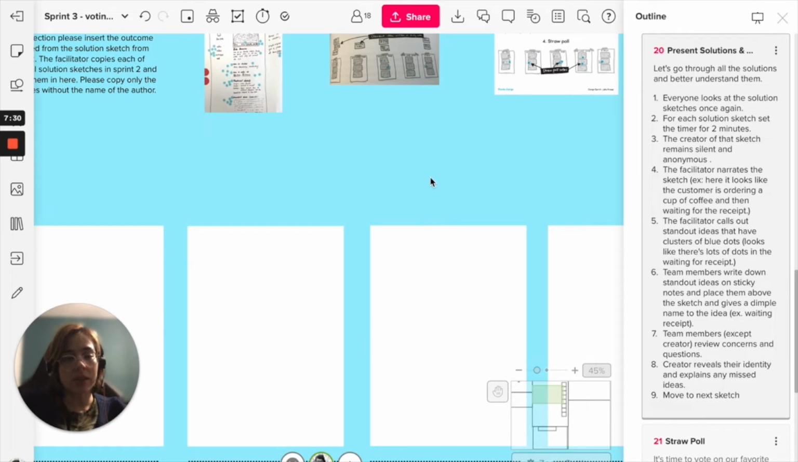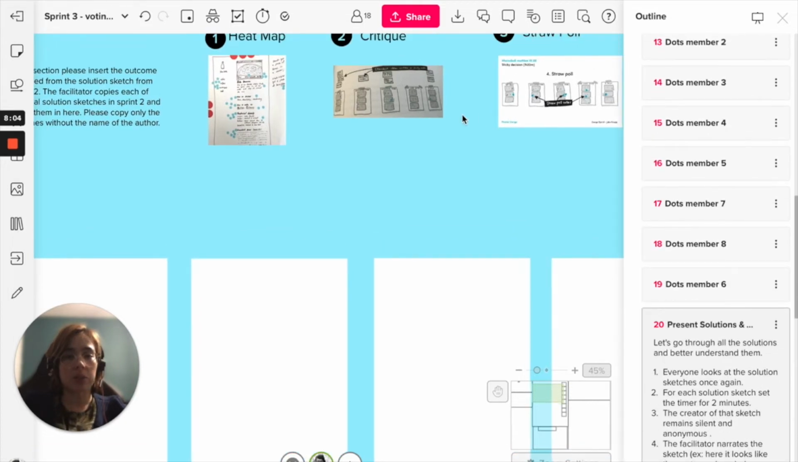Once everyone has reviewed the concerns and questions about that sketch, the creator gets to reveal their identity and explain if there is anything that the team missed or if he wants to explain something else about why he did that or why he thought about a specific thing. Then you move to the next sketch. So every time you do the same process, you get to use 2 to 3 minutes per sketch, no more than that, okay?